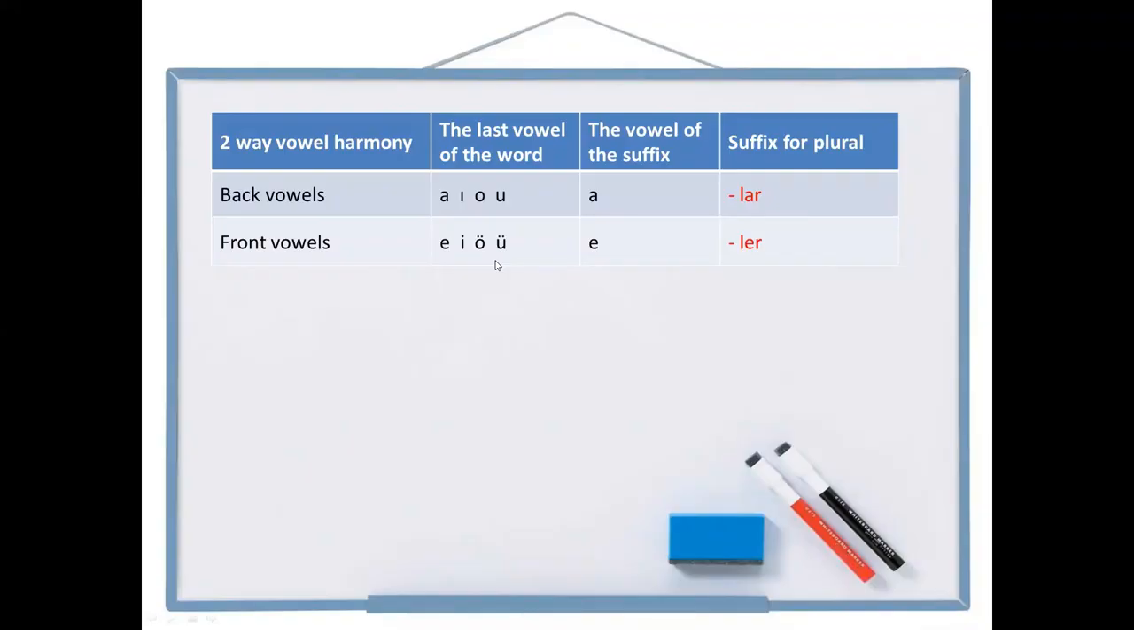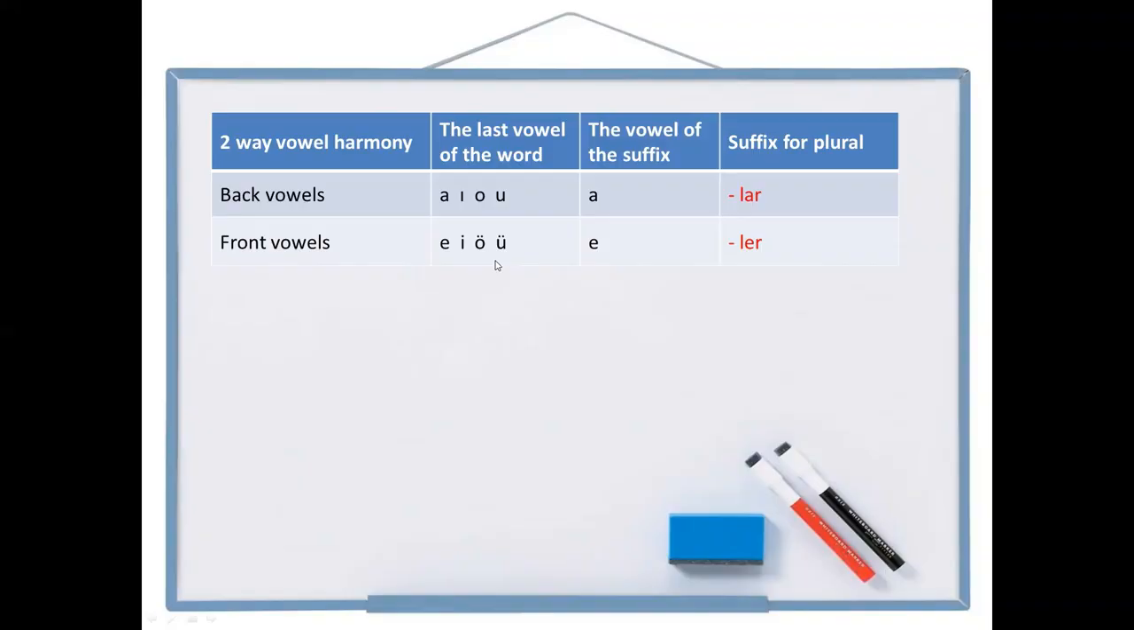To understand this subject, we need a suffix. And in this lesson, our suffix is the suffix for plural, which is lar or ler. So if the last vowel of the word is a back vowel, A, I, O, or U, then the suffix for plural is lar, because there should be a in the suffix. If the last vowel of the word is a front vowel, then the suffix for plural is going to be ler, because there should be e in that suffix.